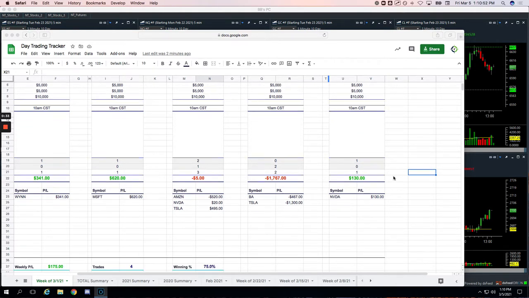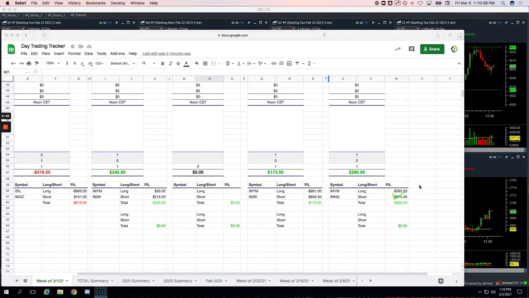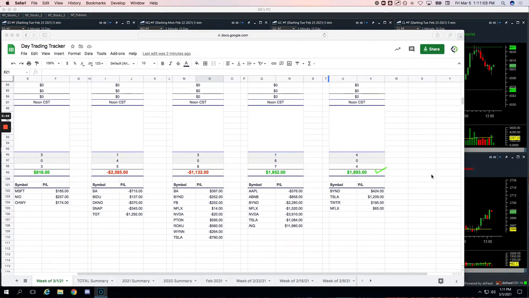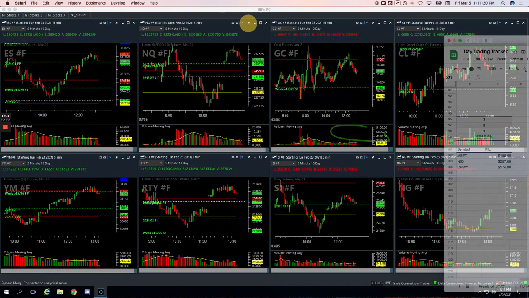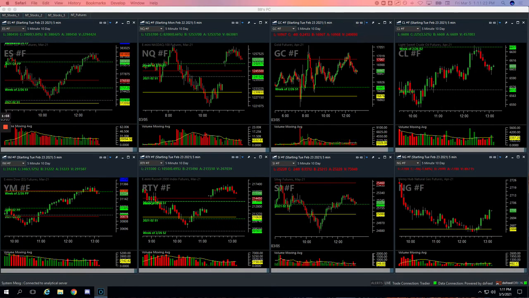All right. So going over the trades, starting with the Mighty 90s, just had one for $130 in NVIDIA. Did a pairs trade in Dow versus NASDAQ, booked $280.50. And then the runners, big runners, all winners. So no losers today at all. Beyond Meat plus 424, Tesla plus 1,209, Twitter 195 and Netflix small winner for 65. So on the runner total, a little over $1,800. So good stuff there. Let's go over these trades and I'll come back and recap the week.